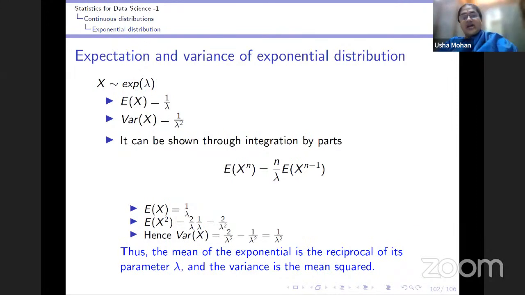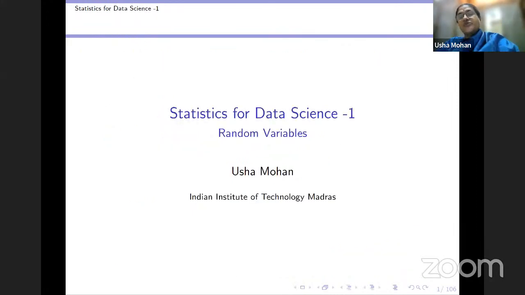Okay, that is how I can use the exponential distribution.